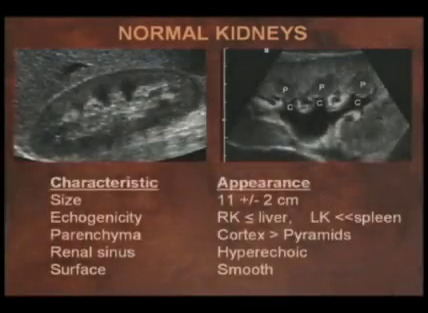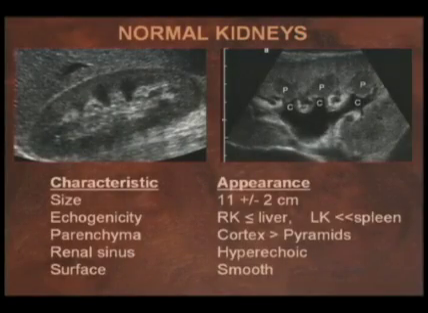Okay, so let's start with the normal characteristics of the kidney. Normal renal size centers at about 11 centimeters, plus or minus 2 centimeters, so the range is from about 9 to 13 centimeters. The echogenicity is compared to the liver on the right and the spleen on the left, and the right kidney should be equal or slightly less echogenic than the liver. The left kidney should be significantly less echogenic than the spleen.